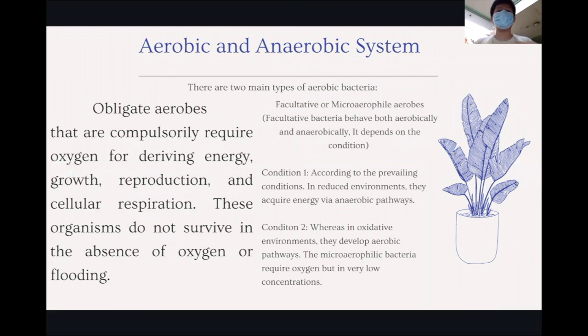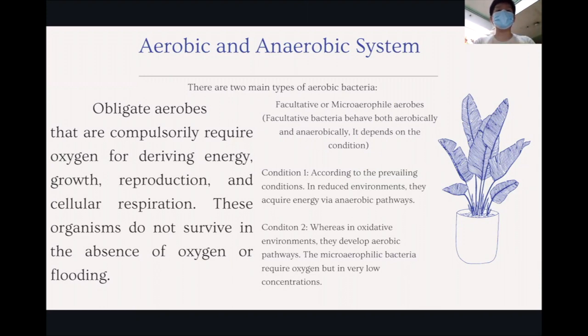Before getting into the main types of aerobic bacteria, let me introduce the difference between aerobic and anaerobic system. For aerobic system, it requires oxygen for survival purposes. On the other hand, anaerobic system doesn't need any oxygen to function, and it can function well just like the aerobic system. So for the main types of aerobic bacteria, the first one will be the obligate aerobes.